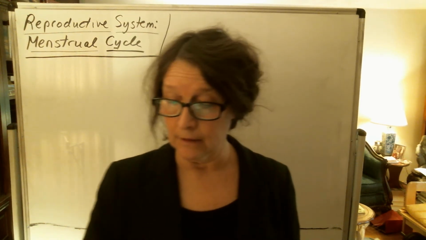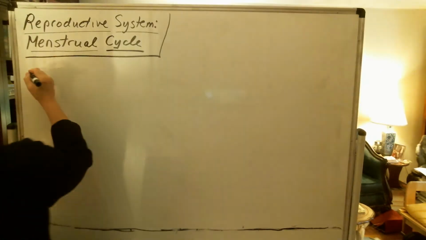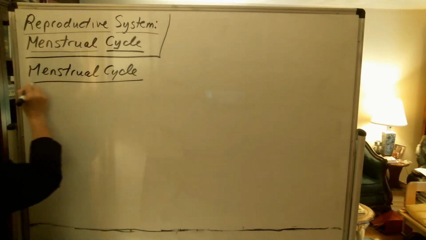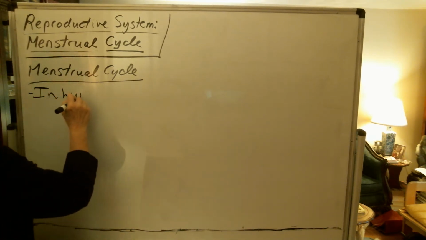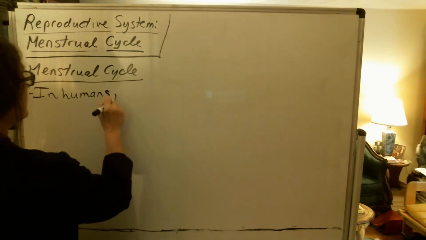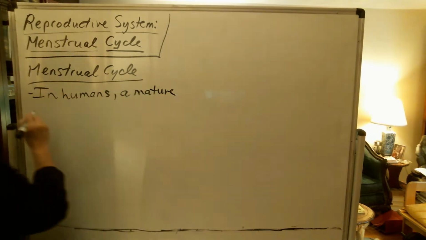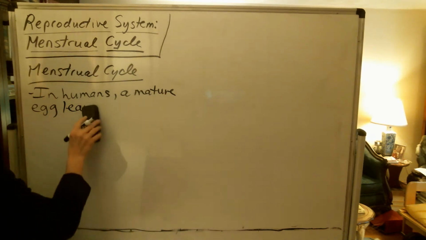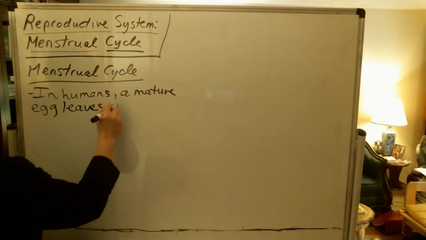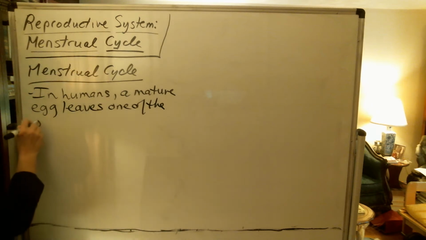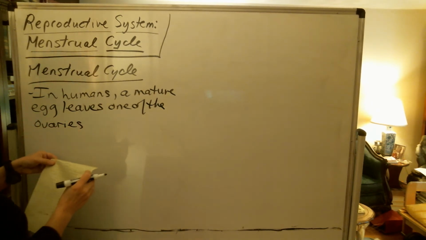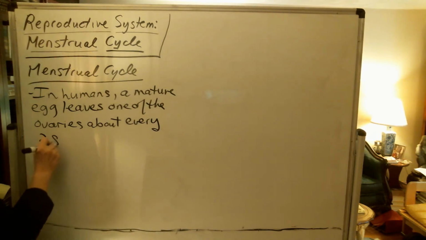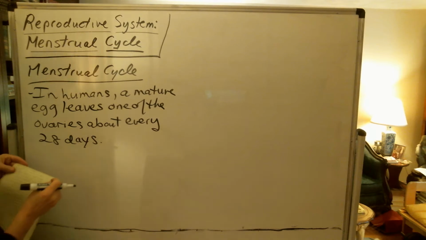This lecture is on the menstrual cycle. So the basics of the menstrual cycle then are as follows. In humans, in human females that is, a mature egg leaves one of the ovaries about every 28 days, though this is wildly variable.